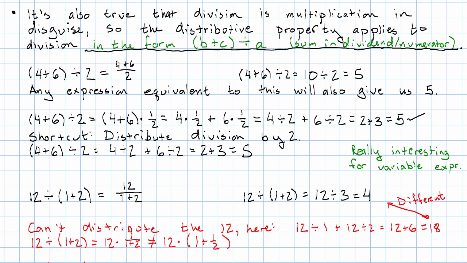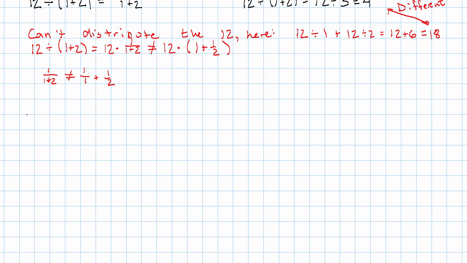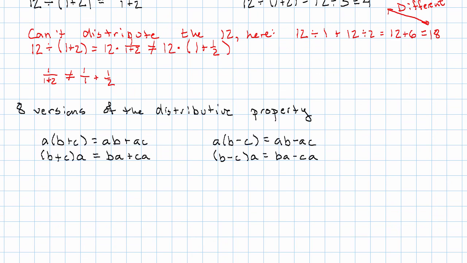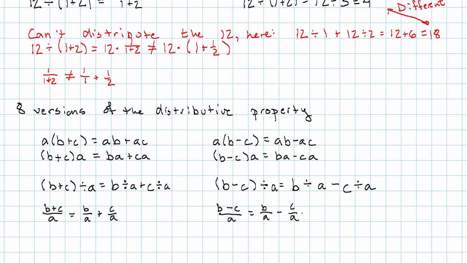So this gives us 8 different versions of the distributive property that all mean basically the same thing. So we have the ones with multiplication, and then we have one with division and addition, one with division and subtraction, and then the same properties but written in fraction notation. These are all saying the same thing, just arranged differently.